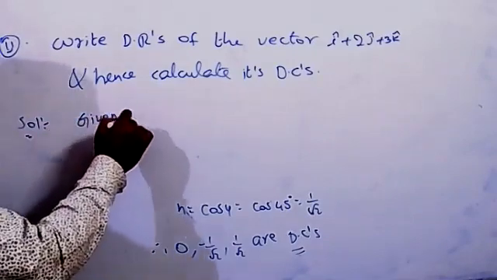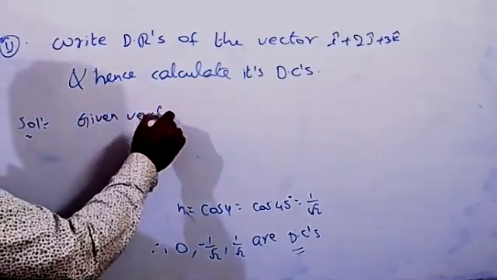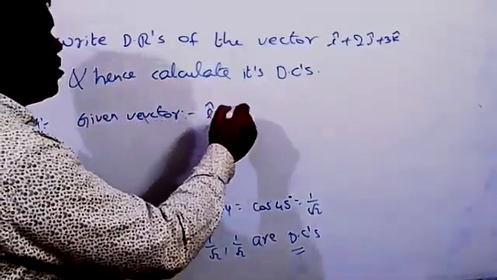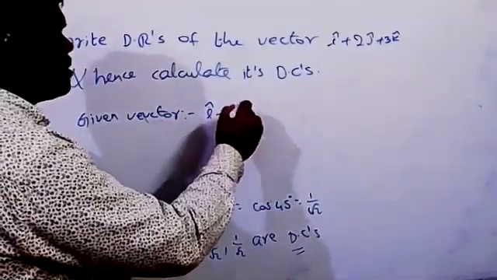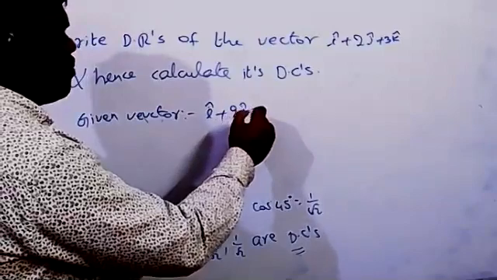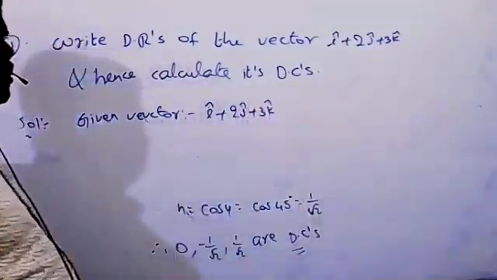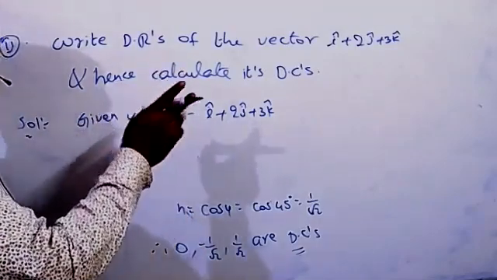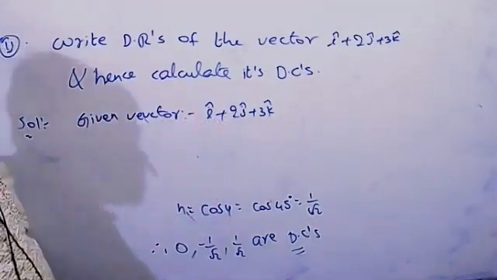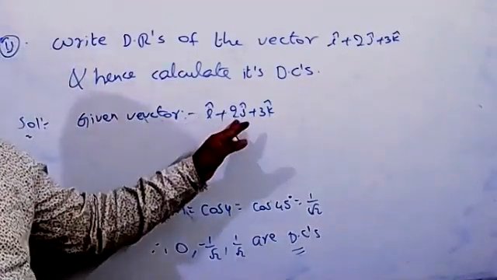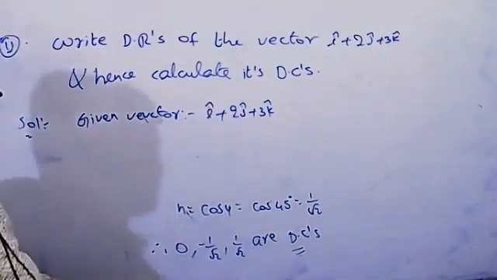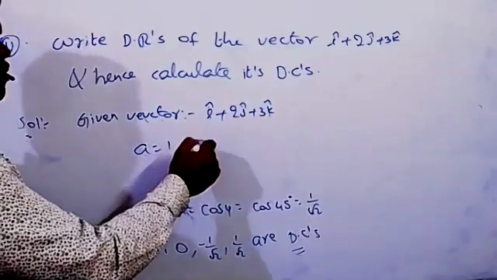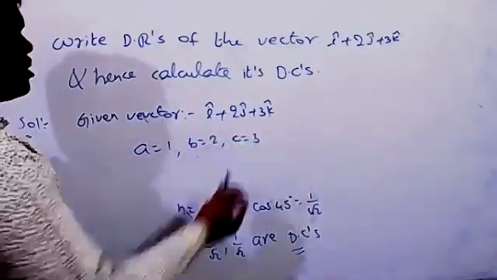First you can write the given vector. So what is the given vector here? The given vector is i plus 2j plus 3k. So first you can find the values of a, b, c. How to find a, b, c? Compare it with ai plus bj plus ck. So clearly you can write now the value of a equal to 1, the value of b equal to 2, and the value of c equal to 3.